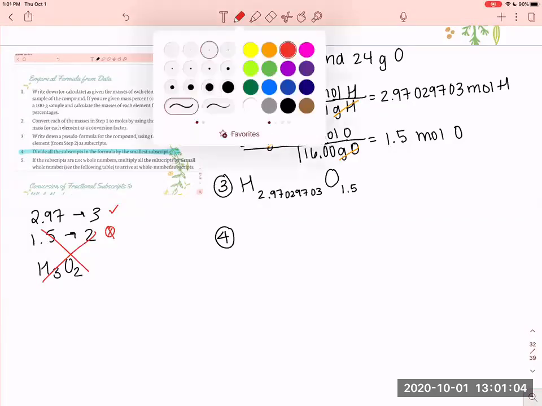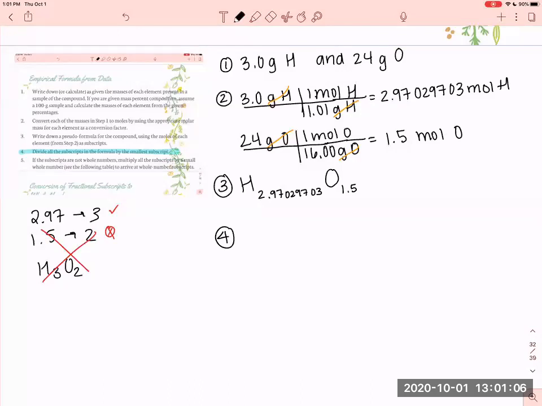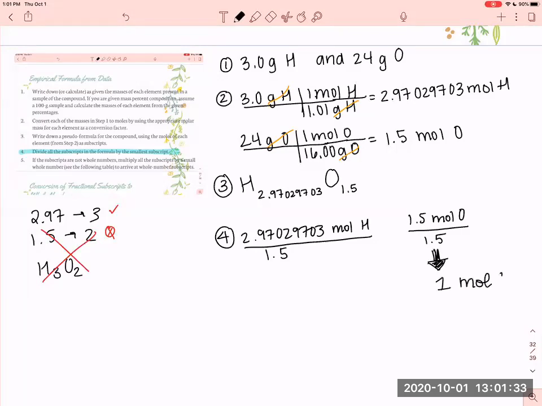So what we're going to do in our next step is divide both of them by the smallest. So if I have 2.97029703 mole of H, and I have 1.5 mole of O, which one is smaller? The 1.5, right? So we divide both of these by the smaller, and something divided by itself is 1. This is why we do this, because it automatically is going to give us a whole number, we know for sure. And we just really hope that the other number is going to give us a whole number as well, or close to a whole number.